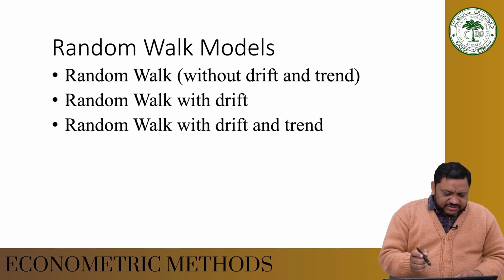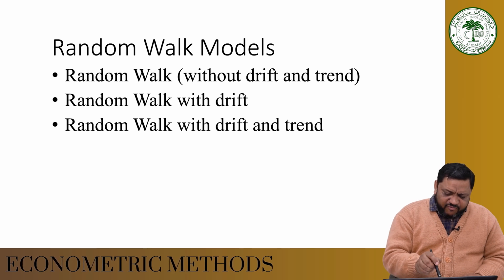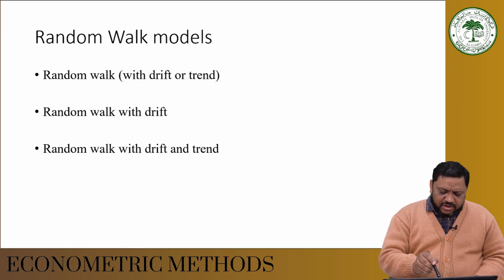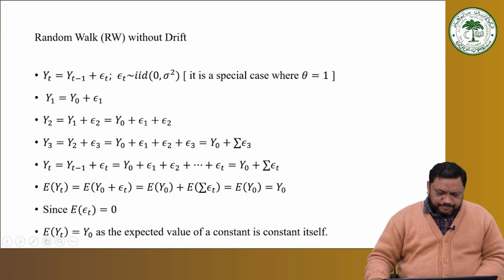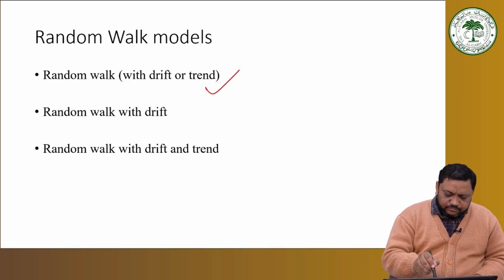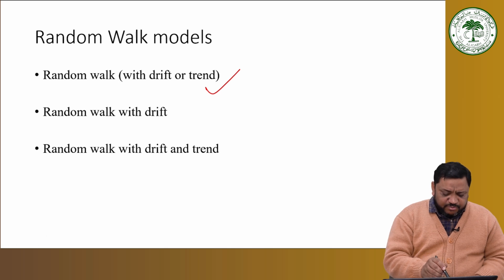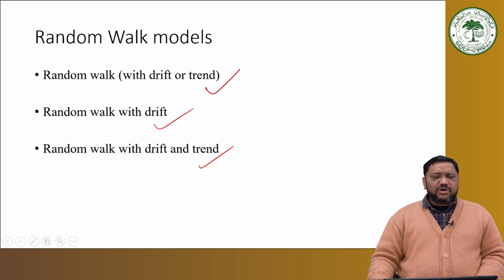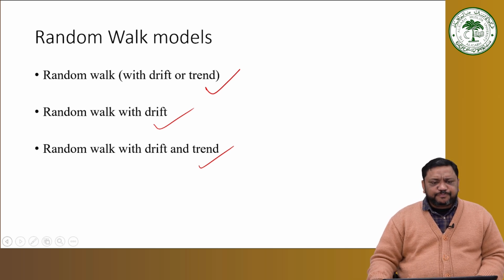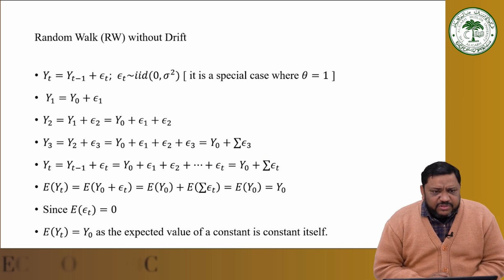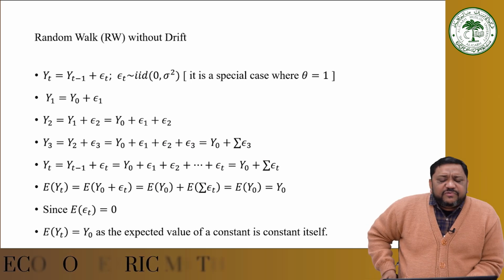Now here we will see three different types of random walk models. One is the simple random walk model wherein there is no drift, no trend. Then we will see the next model where there is a drift, and the third model, a random walk with drift and trend. Now we take the first example, which is a random walk without a drift.